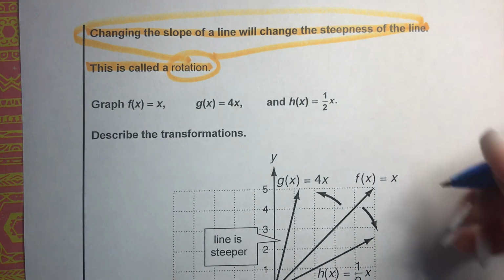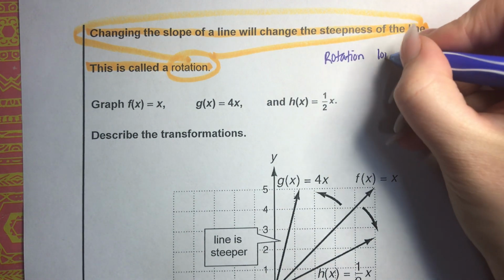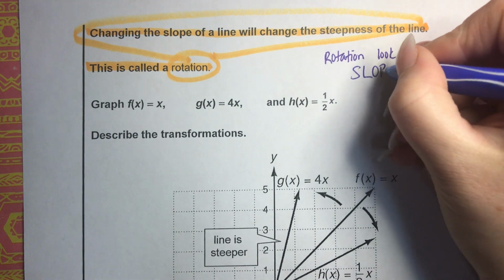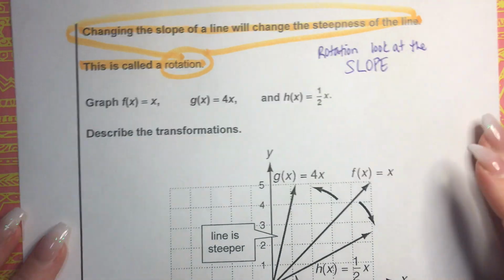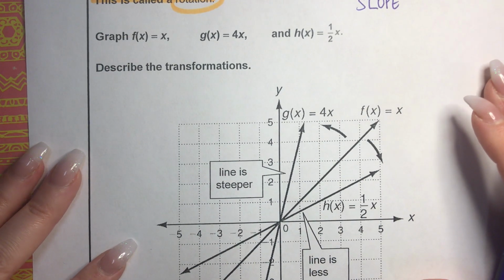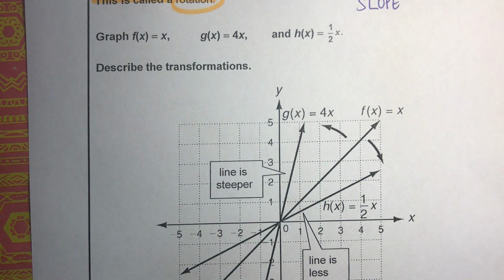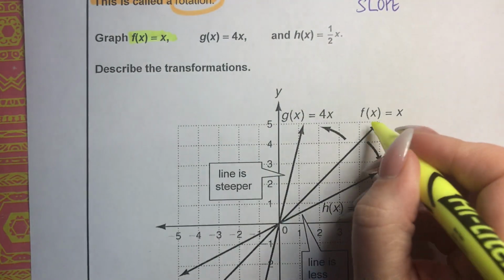So a rotation, you look at the slope. Okay, so that's really what we're going to be doing. So here, let's go ahead and look at all three of these examples. So we start with f of x equals x, and remember that is the parent function. And that's really what we're going to start at, which is right here.